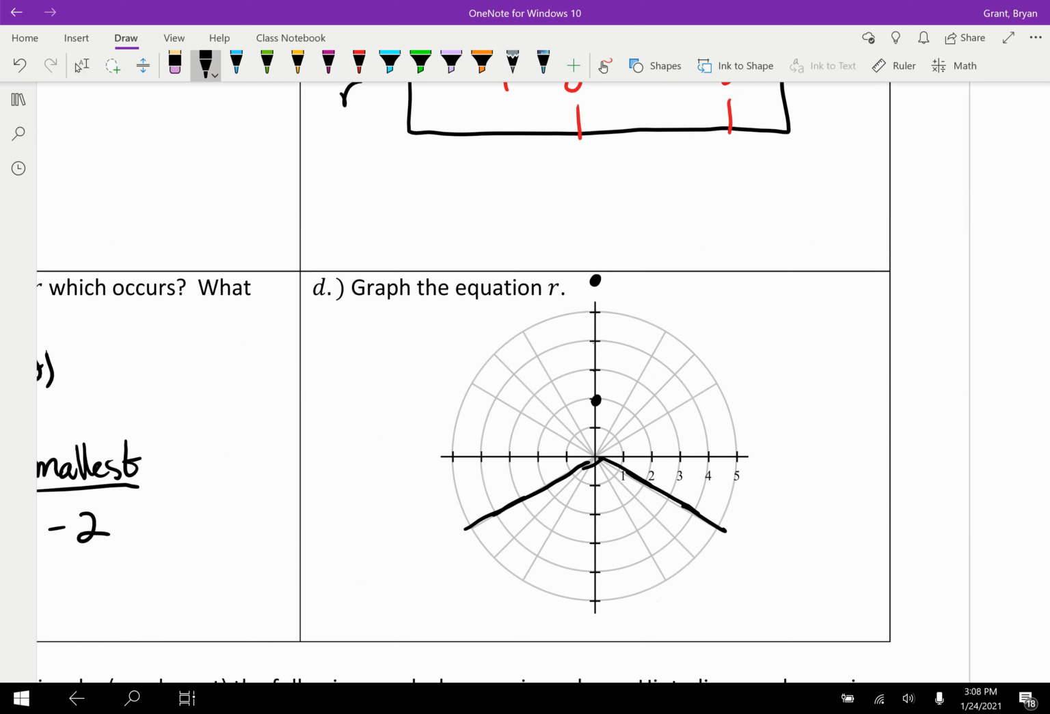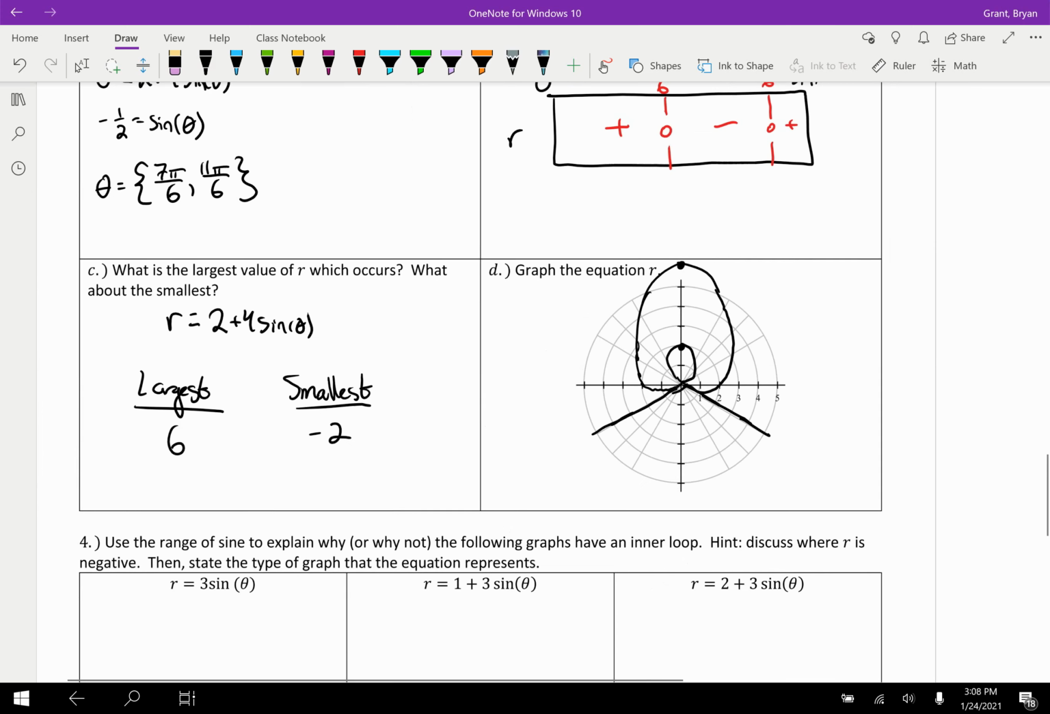This little loop, well, let's do the larger loop first, is going to look something like this. It always comes back to the origin somewhere, and then we're going to have an inner loop like so. And it's not going to be perfect. You could figure out where it crosses the axis if you'd like, but ultimately if you can get the general shape, you're just fine. All right, let's see how we did.